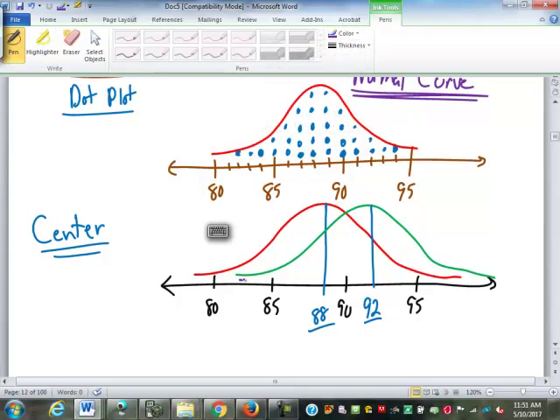Next, I'm going to draw another curve here. Comparing the purple curve to the red curve, they both have the same center, right around 88. The difference between the red curve and the purple curve is that the purple curve is narrower, or you could say the red curve is wider. That trait is what we call spread.